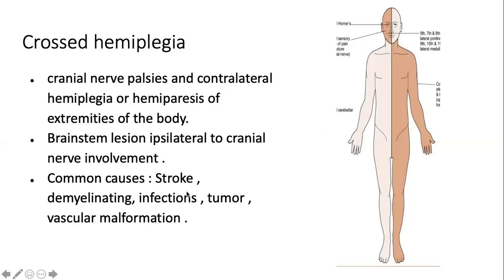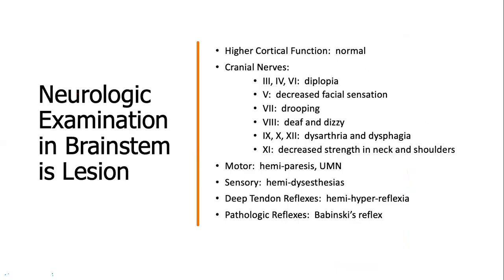Common causes could be stroke, it could be demyelination like multiple sclerosis, it could be infection, tumor, stroke that may be hemorrhagic or ischemic, or vascular malformation. So basically any pathology can hit the brainstem. What helps us with the differential diagnosis is the history and the onset of the patient's illness. Okay, so it is very important to keep in mind crossed hemiplegia when assessing a patient who presents with different locations of cranial nerve involvement and weakness.